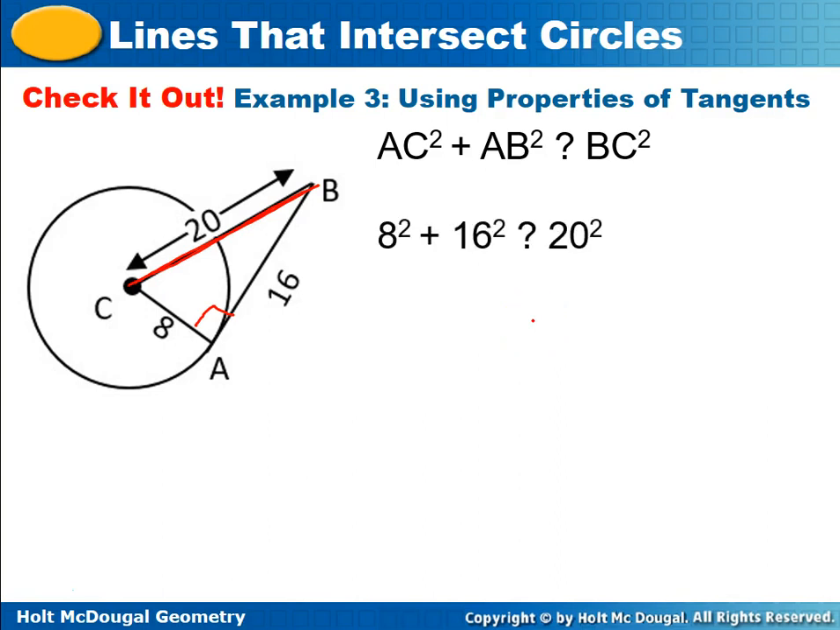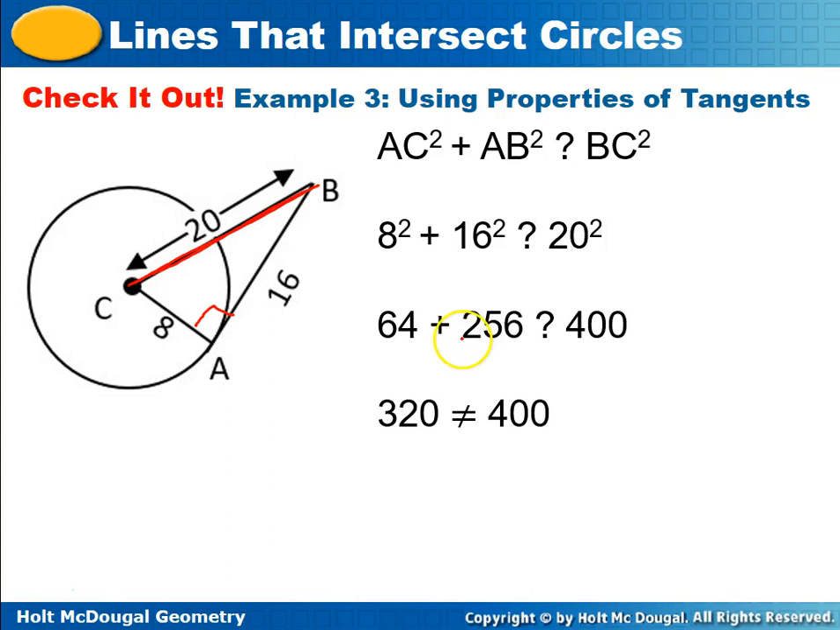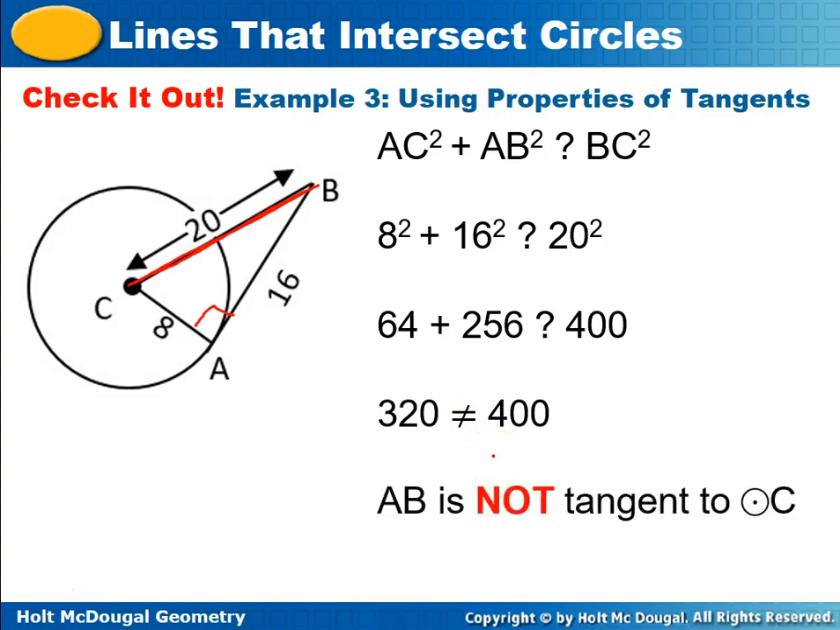So we got 8 squared plus 16 squared. How does that compare to 20 squared? So 64 plus 256. How does that compare to 400? That's 320. So 320 does not equal 400. So in this instance, because they do not equal one another, we can say that AB is not a tangent to circle C.